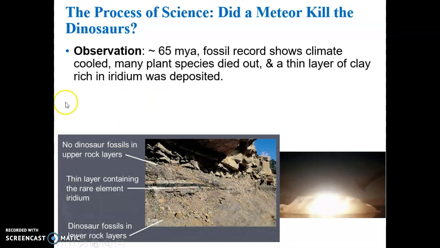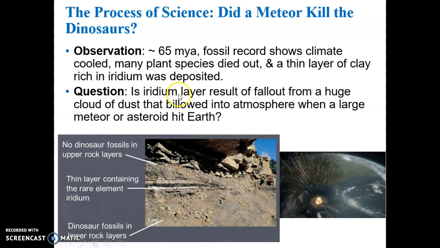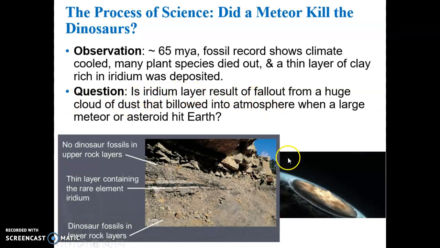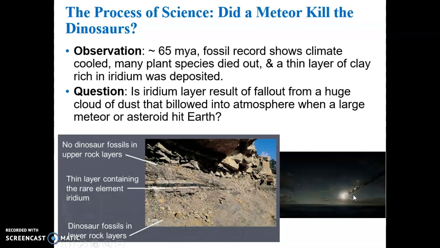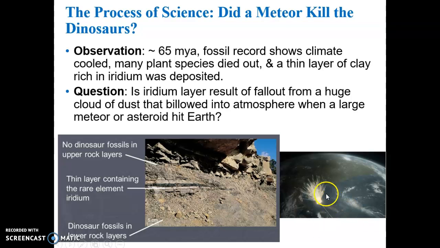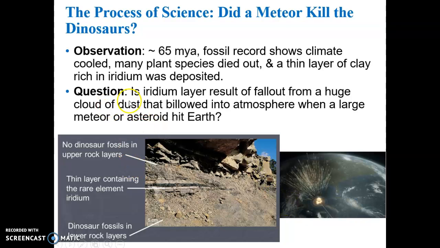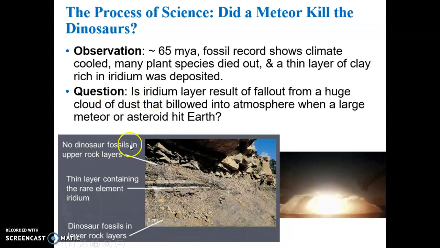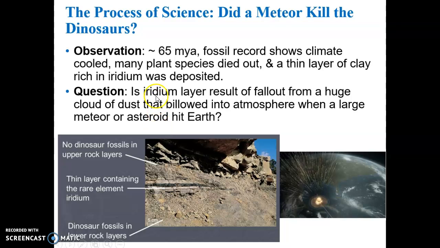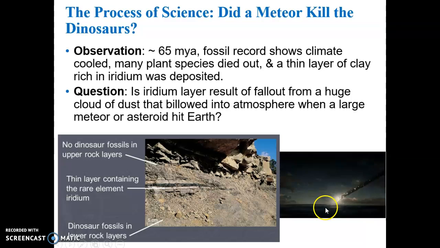So why? Well, is the iridium layer a result of the fallout from a huge cloud of dust that billowed into the atmosphere from the impact of a meteor on planet Earth or an asteroid? Iridium is relatively common in meteors and asteroids, but relatively uncommon in Earth's crust. So that's the question.